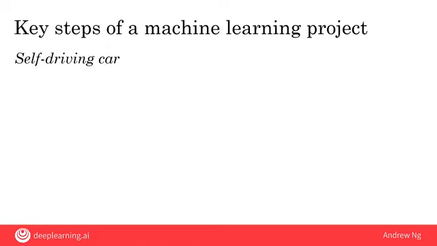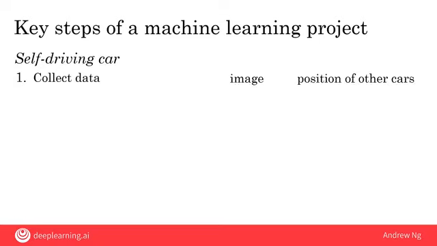So what's the first step of building this machine learning system? Hopefully you remember from the last slide that the first step was to collect data. So if your goal is to have a machine learning algorithm that can take as input an image and output the position of other cars, the data you would need to collect would be both images as well as position of other cars that you want the AI system to output.